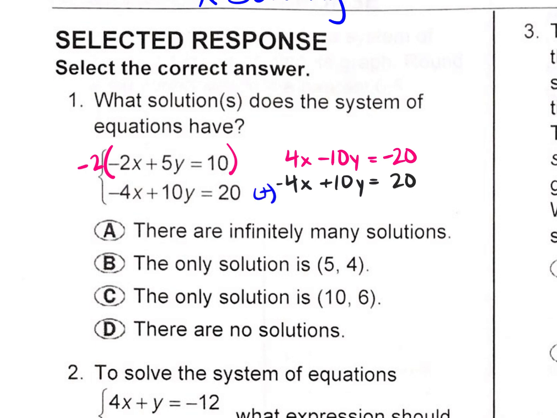When you add them together, you'll notice that the x terms and the y terms both cancel out to 0, and so do the constants. So we get 0 equals 0, which is a true statement, which means there are an infinite number of solutions because we got a number equal a number that was true.